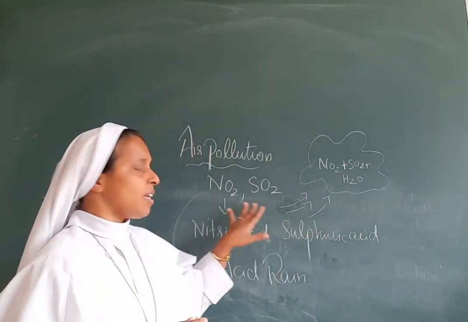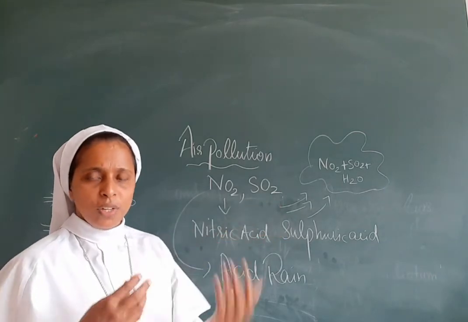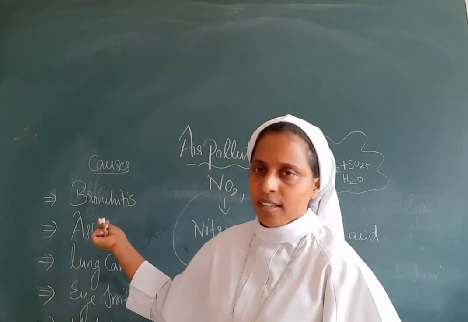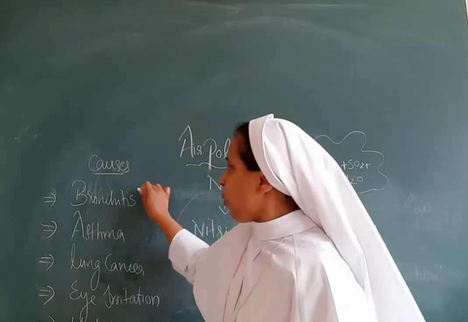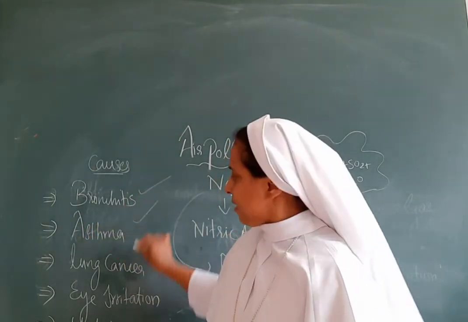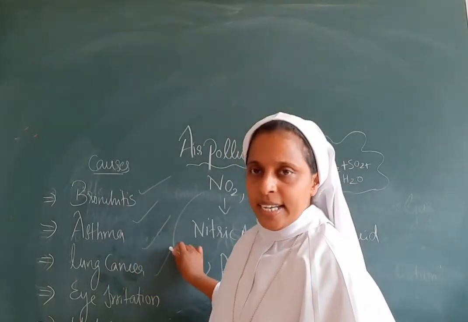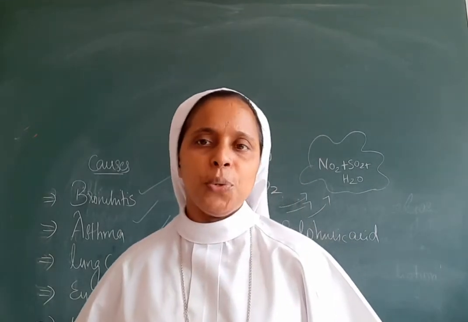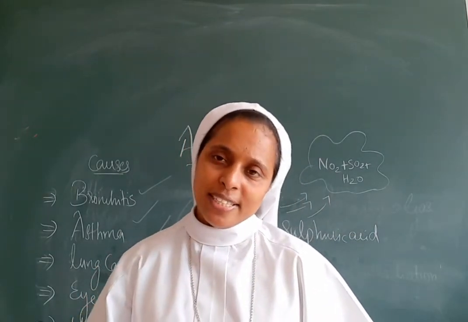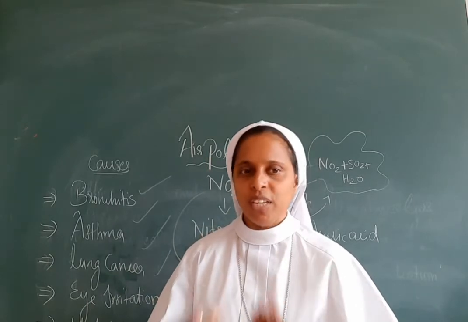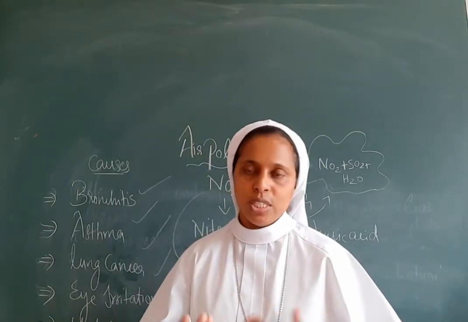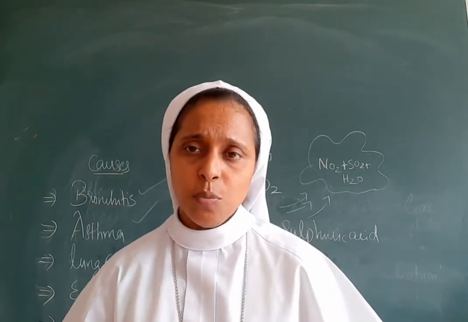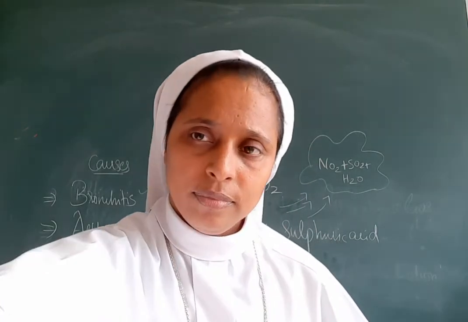If nitrogen oxide and sulfur dioxide increase in the atmosphere, what happens? There are other diseases occurring in human beings. Sometimes bronchitis may occur, asthma, lung cancer, eye irritation, and high blood pressure. All these can be caused by the increase of sulfur dioxide and nitrogen oxide in the atmosphere. So what we have to do is reduce the use of nitrogen oxide and sulfur dioxide. Next, moving towards CFC.